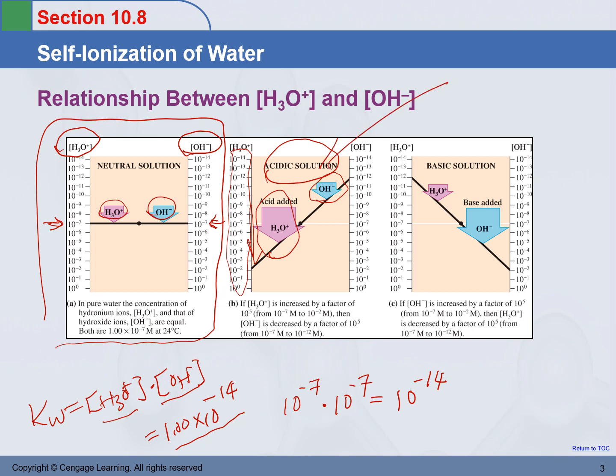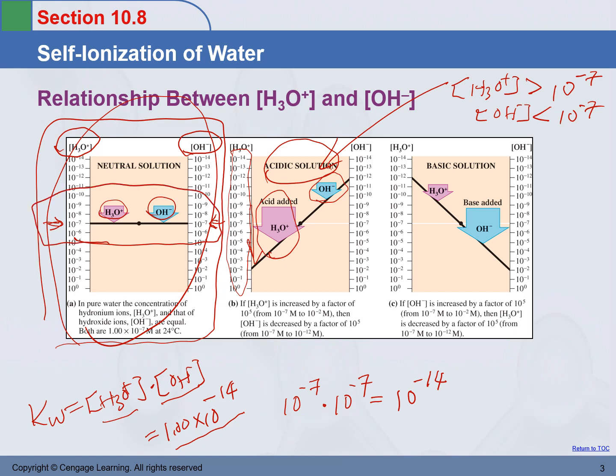In this case, in the acidic solution, hydronium ion concentration will be greater than 10 to the power of negative 7. Hydroxide ion concentration will be lower than 10 to the power of negative 7. Make sense to you? Before, in the neutral solution, they are equal. Each one is 10 to the power of negative 7. Now, hydronium ion concentration is increasing, hydroxide ion concentration is decreasing. In the basic solution, it is the opposite of the acidic solution. In this case, hydroxide ion concentration will be greater than 10 to the power of negative 7, and hydronium ion concentration will be lower than 10 to the power of negative 7.